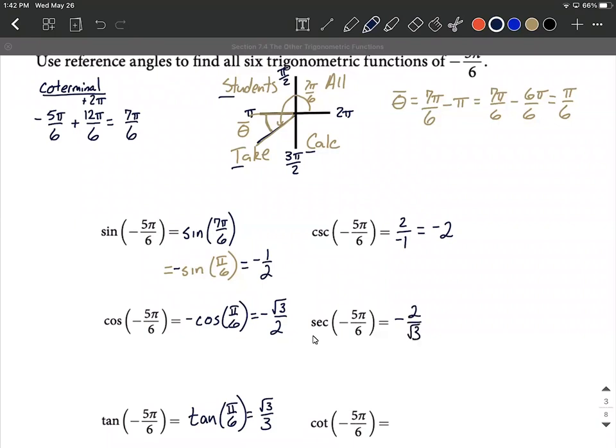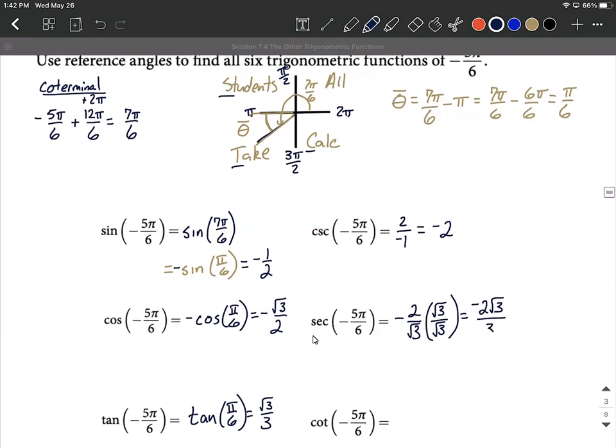which is a decent answer, but we could rationalize this denominator by multiplying numerator and denominator both by the square root of 3. In doing so, we can multiply numerators together and get negative 2 times the square root of 3 over the denominator. We can say square root of 3 times square root of 3 makes square root of 9, which will reduce down to be 3.